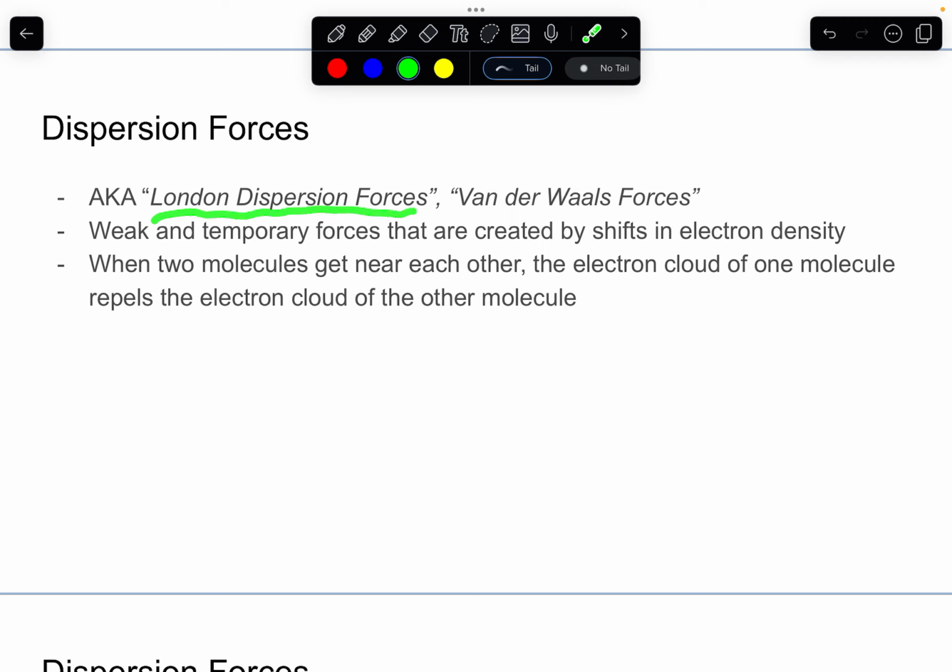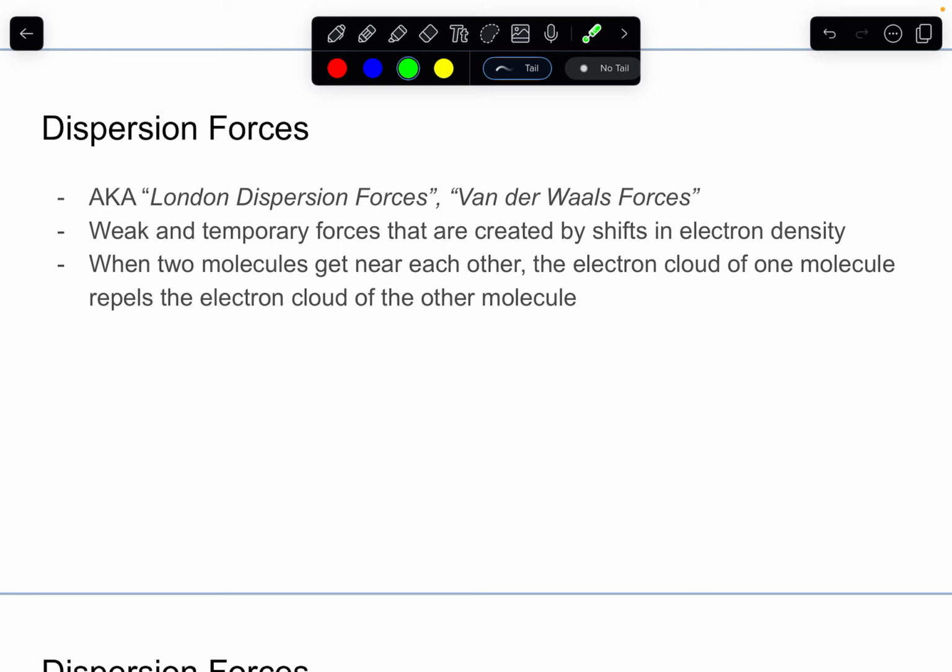Dispersion forces have another name. They're also called London dispersion forces. They also have a third name. They also go by van der Waals forces. All right, you need to know all 3 refer to the same thing. These are the weakest type of intermolecular forces. They are weak and they are temporary. These types of forces are caused by shifts in electron density. All right, and hopefully this will make more sense when we look at an image on the next slide.